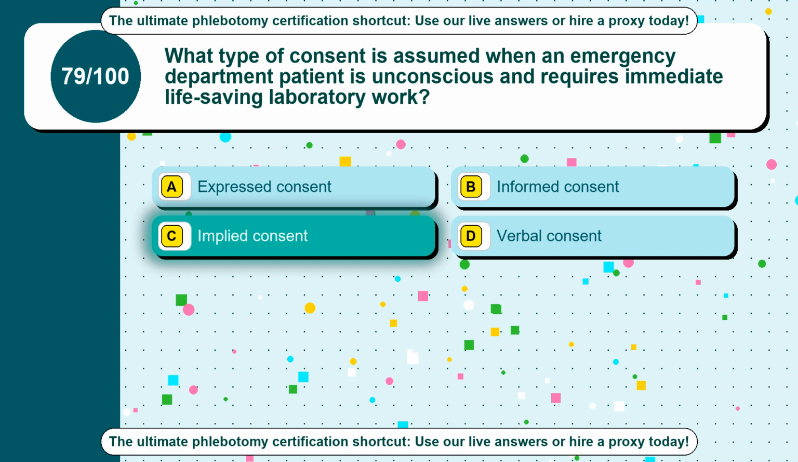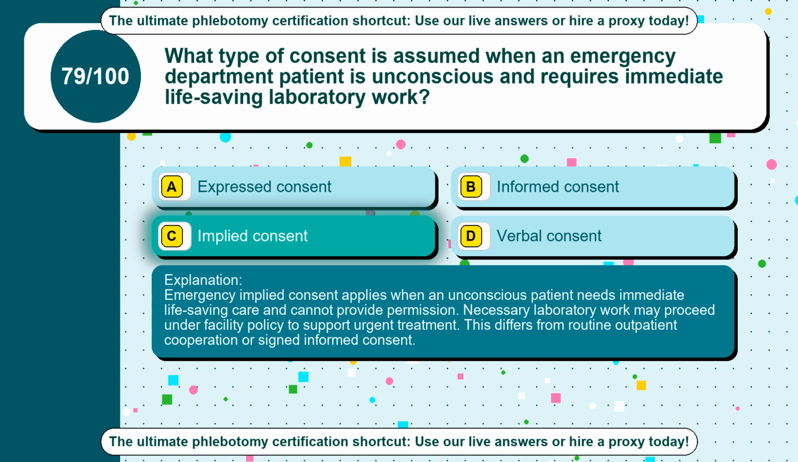Implied consent. Emergency implied consent applies when an unconscious patient needs immediate life-saving care and cannot provide permission. Necessary laboratory work may proceed under facility policy to support urgent treatment. This differs from routine outpatient cooperation or signed informed consent.